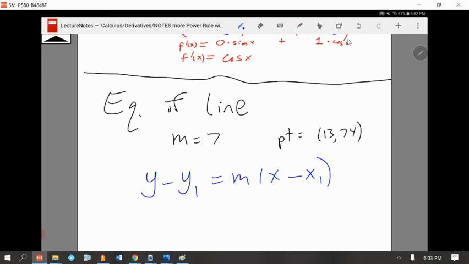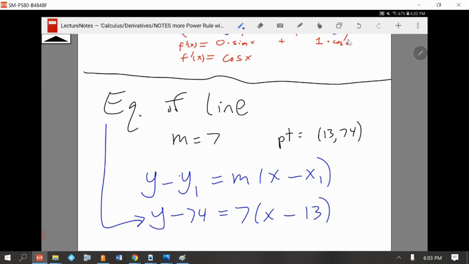So I thought I'd throw it in this video real quick to remind you how to write a line. You have y minus y1, the y coordinate, which is 74, equals the slope, which was 7, times x minus the x coordinate. And that right there is your equation of a line. You can leave the equation like that. You do not have to put it in y equals mx plus b form.